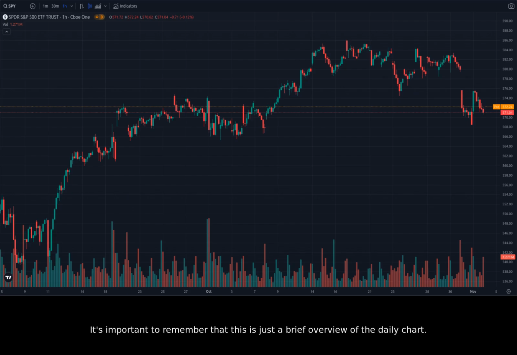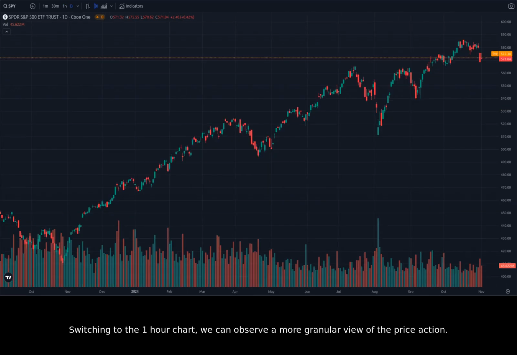It's important to remember that this is just a brief overview of the daily chart. We'll delve into specific ranges of candles later to understand the dynamics of the market in more detail. But first, let's look at the 1-hour chart and see if we can get a better grasp of the short-term trends. Switching to the 1-hour chart, we can observe a more granular view of the price action.